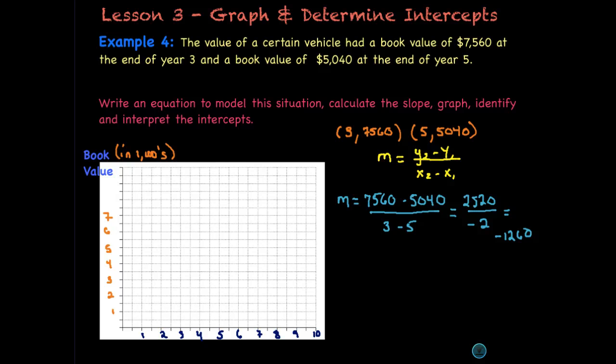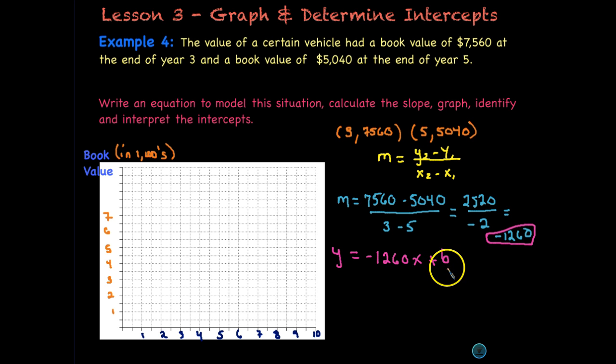Now think about this. What does that slope mean? That slope, hopefully you're thinking, is our depreciation per year. That is how much we are reducing our book value per year. That's what our slope is. So if I were to write my equation now, I have this. y equals negative 1260x plus b. I still need b. I need my original cost.